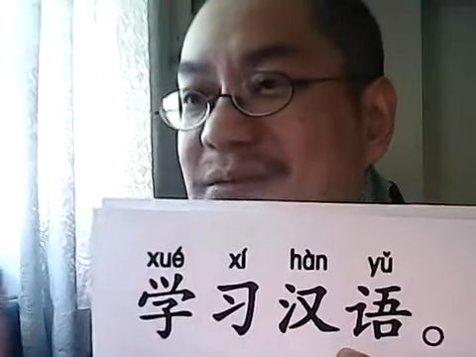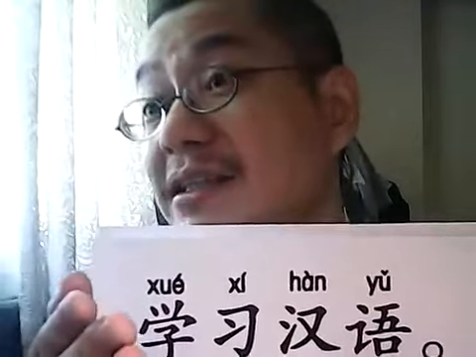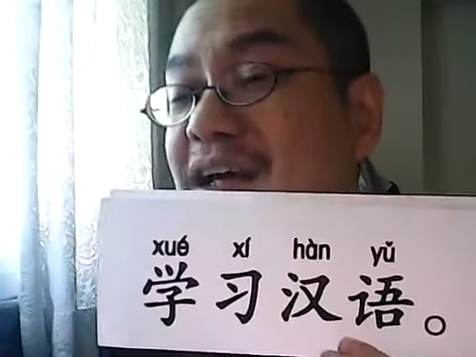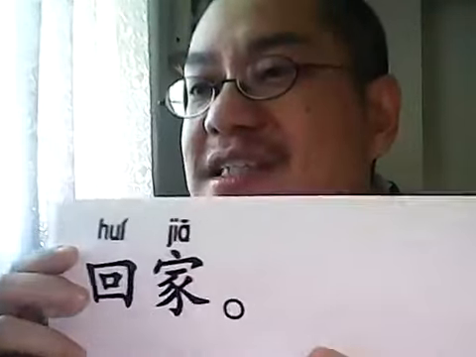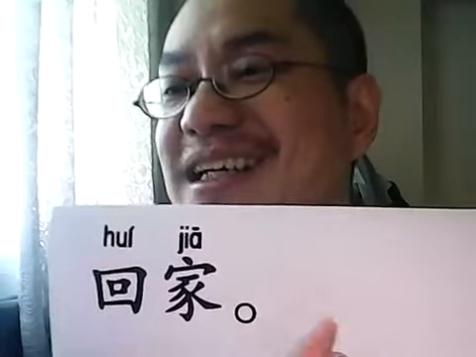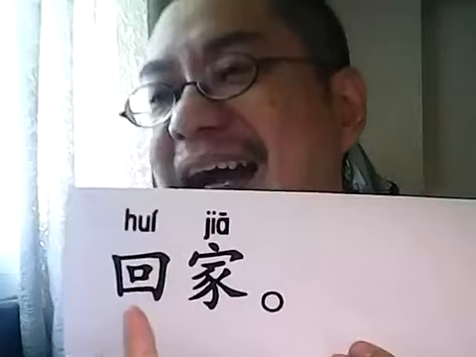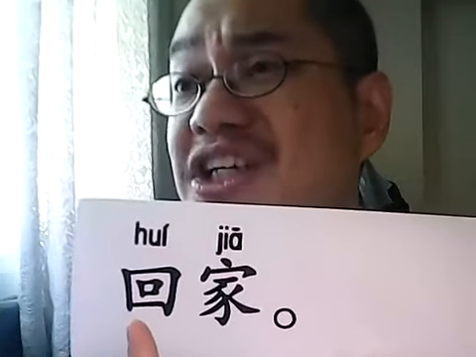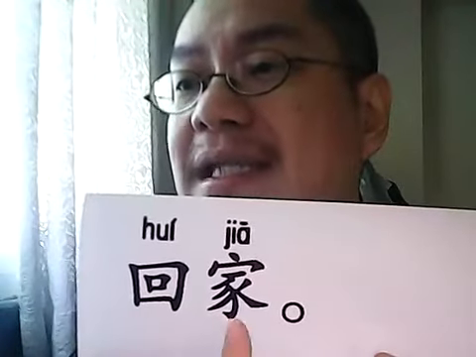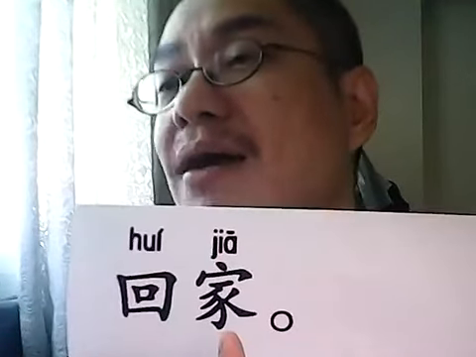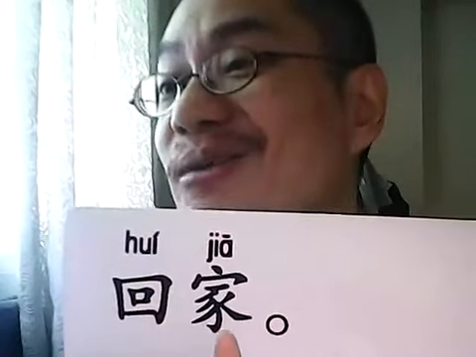学习汉语, learn Chinese. Learn Chinese, please. I told you the answer, right? Okay, so this is your first assignment. Your second assignment is quite simple. 回家. 回 means to return or to go back. 家 means home or house. Go back home. Return home.